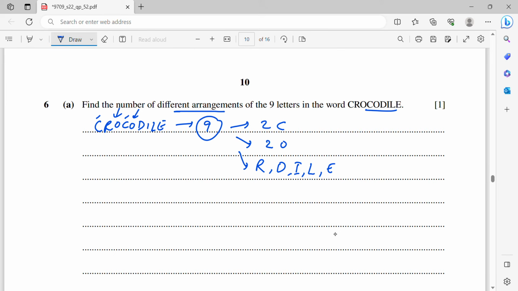So now our working will be number of arrangements. This is basically the arrangements without any restrictions. So total 9 letters, and since we are arranging all of them, therefore there will be 9 factorial. Now divided by the repeating 2 O and 2 C, so 2 factorial, 2 factorial. Therefore you will be getting 90720. So that's the solution for 6A.